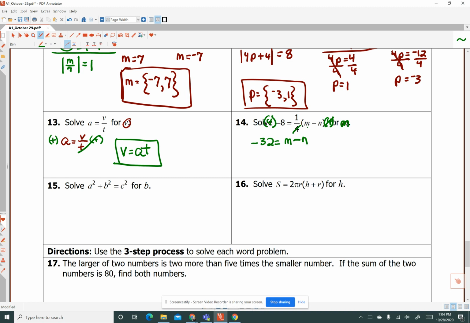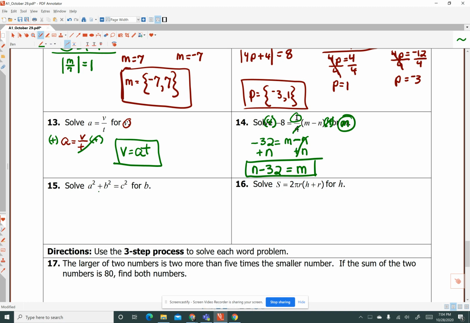So therefore, I just multiplied m and minus n by a positive 1. And now I have negative 32 equals m minus n. So remember, I'm solving for m, so that's what I need to isolate. So I'm going to add n to both sides of the equation, and that will give me n minus 32 equals m. You could write it negative 32 plus n, either way, but that's our final answer.